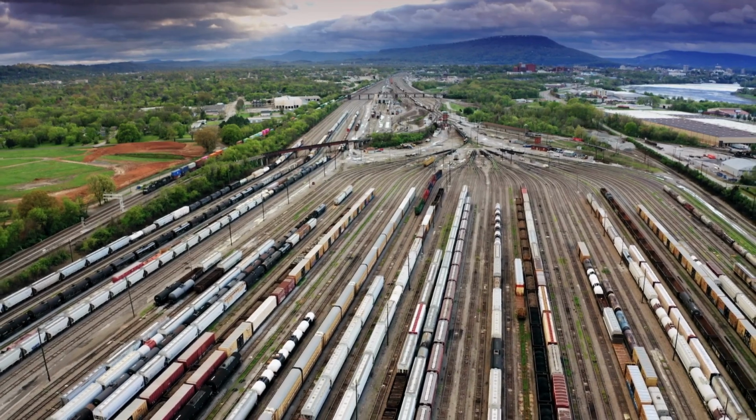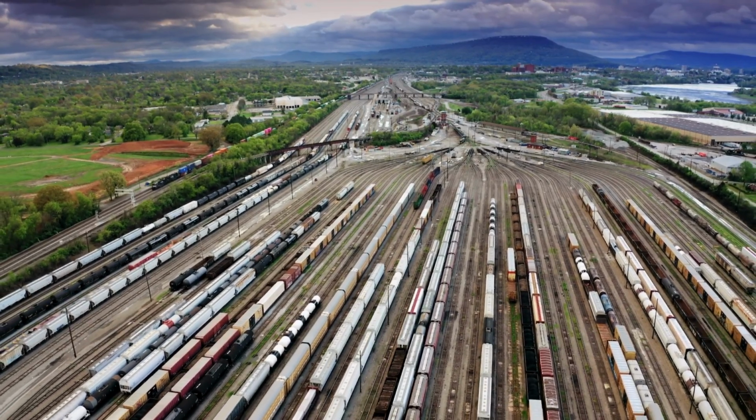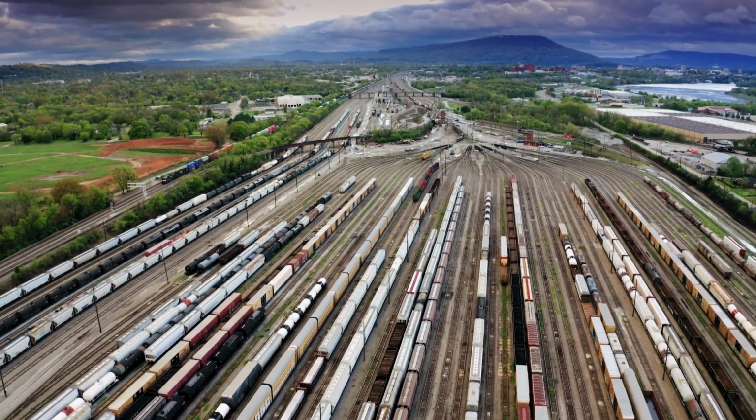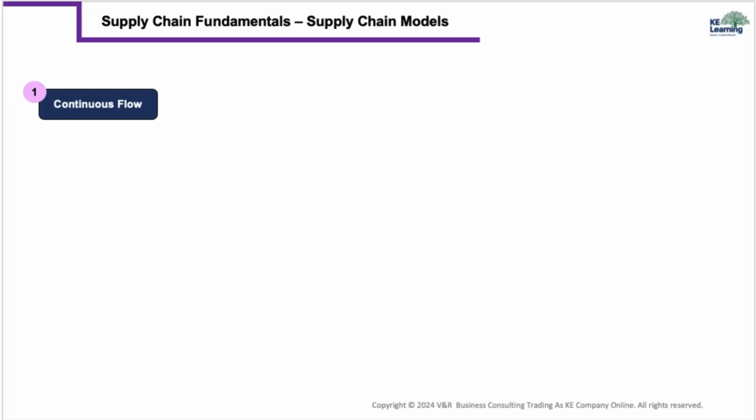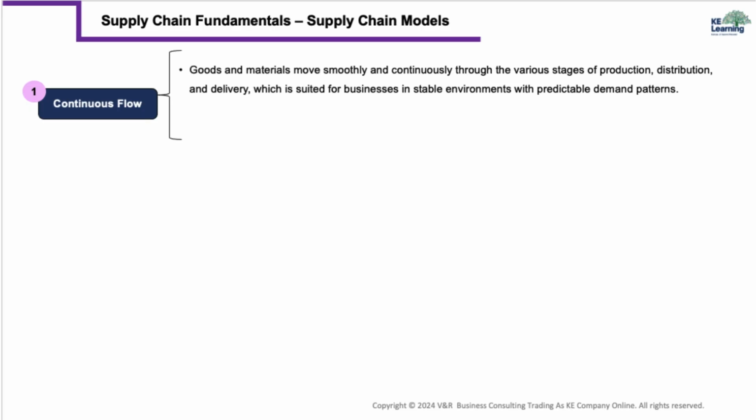There are different types of supply chain models that are best suited for different types of industries, businesses, business models, and rotations. We start with the continuous flow supply chain model, which is a model that emphasizes efficiency, standardization, and quality control, maintaining high-quality outputs at low operational costs.